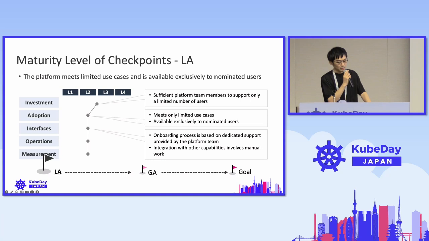Take a look at the maturity levels at each point. At the first stage, the platform only needs to support a limited number of users and use cases. So it is developed and operated with just enough members to meet its needs. Since users are acquired through recruitment by the platform team, developers do not start using the platform on their own. And because it is sufficient to cover only a limited number of users, the onboarding process is based on the assistance of the platform team. When we compare these requirements with the maturity model, it corresponds to the left side of this slide.